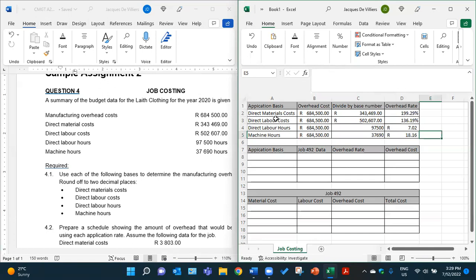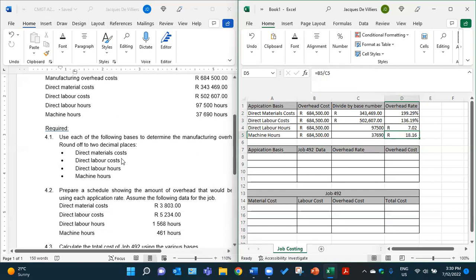If we use direct material cost as our overhead application basis, then our overhead rate is 199%. If we use direct labor cost, then our overhead rate is 136%. If we use direct labor hours, it is R7.02 per hour, and machine hours R18.16 per hour.